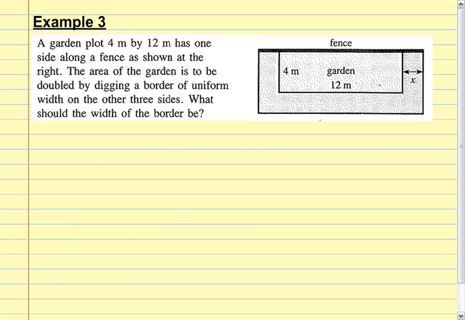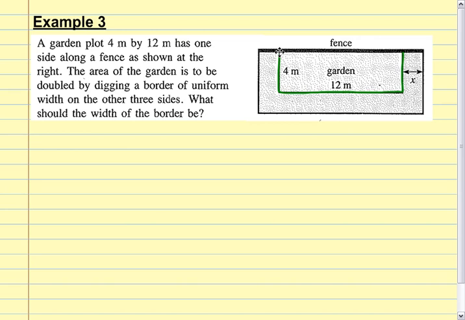Okay, folks, this is going to be the last example for the day. It says example 3, a garden plot 4 meters by 12 meters. I'll do this one in green, because it's the garden. Here's the garden plot. It's 4 meters by 12 meters. It has one side along a fence, as shown at the right.